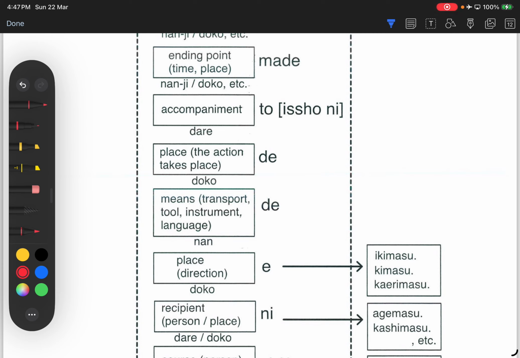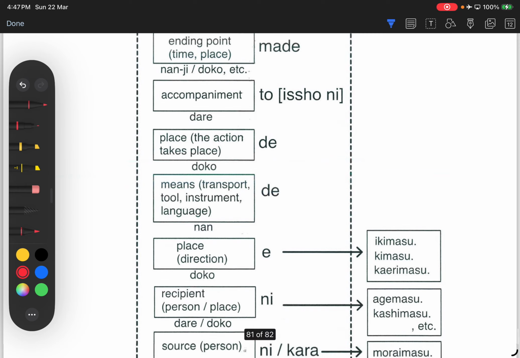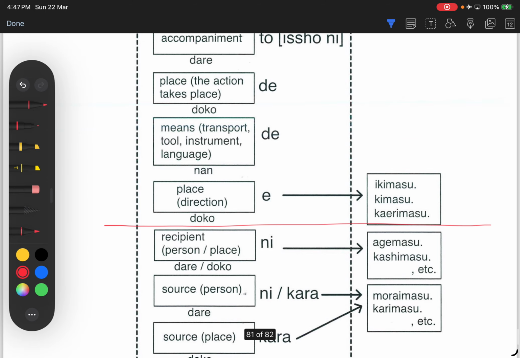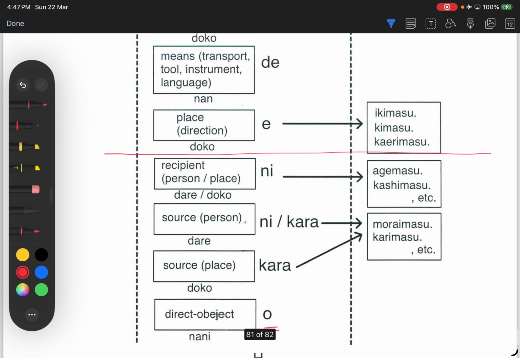So the priority system will be transport means, followed by the place and direction. Right? So this is how the priority system in the sentence structure will be like, which one will come before which one. Okay, and then this is where we stopped today. We will learn more about the ni and ni kara below. Of course we have learned the kara before, the place from where. So we have learned that already. All this we will talk about again in the next few lessons.